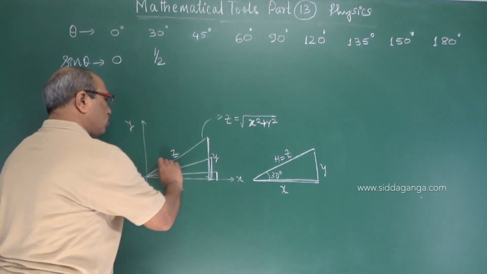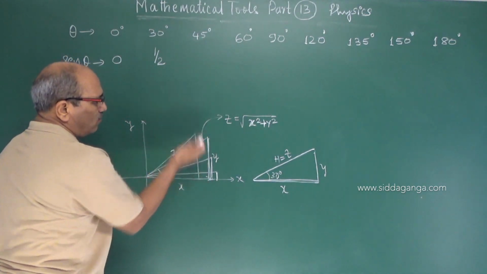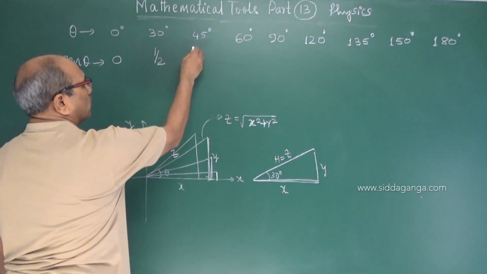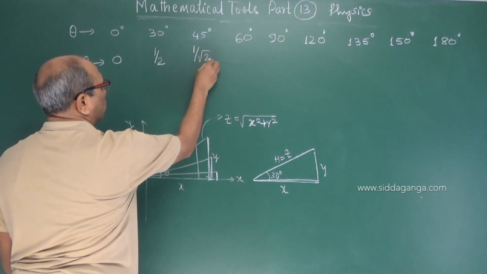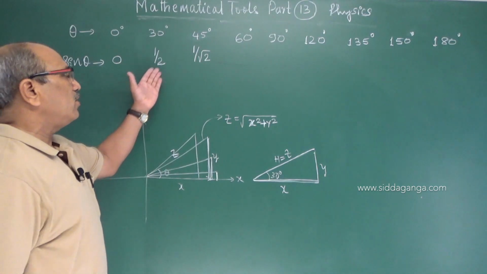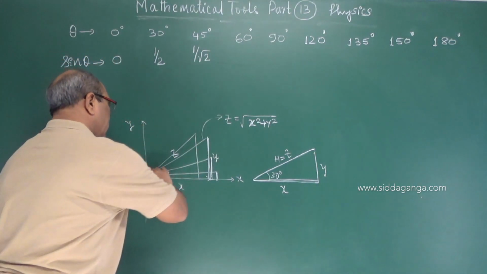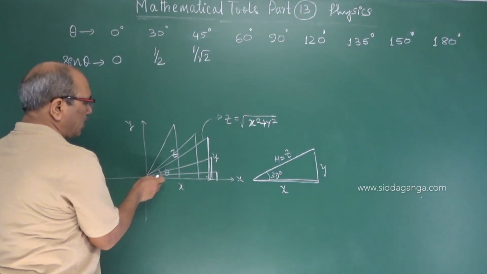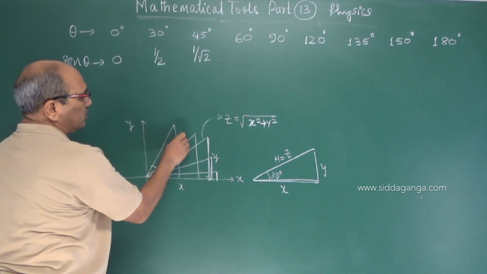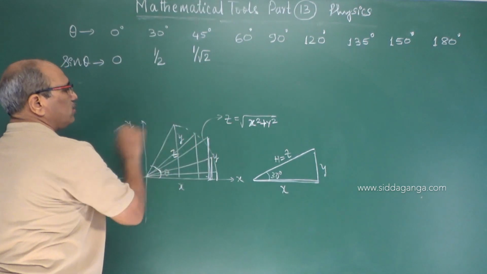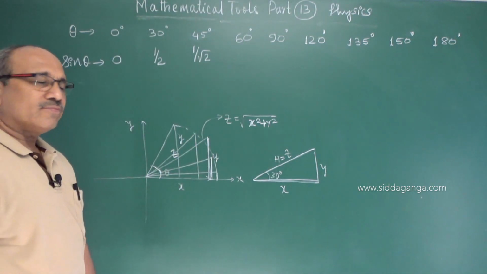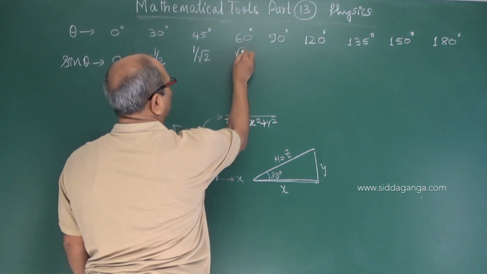And still you go to 45 degree. Again y is increasing. So you have studied it is equal to 1 by root 2. Half is 0.5, 1 by root 2 is around 0.7. Still it increases to 60 degree. Angle is increasing, y value is increasing. You are seeing the value is going on increasing here. So that means it is root 3 by 2.